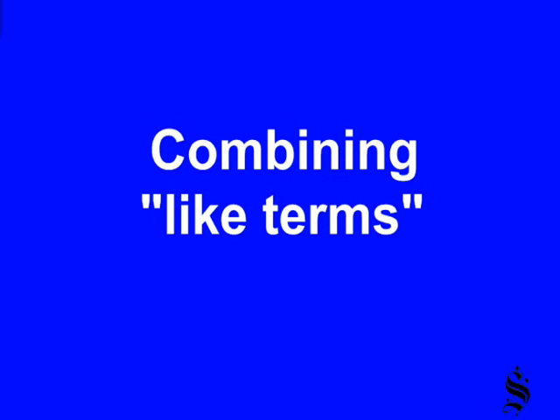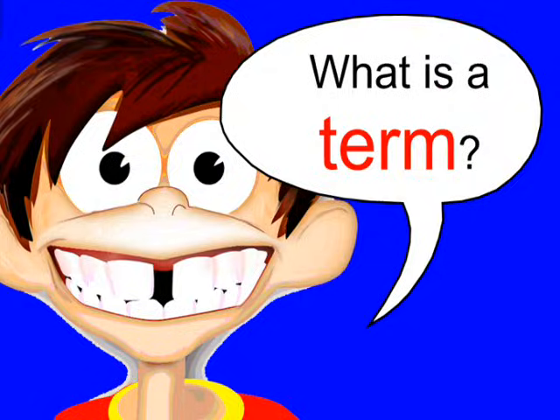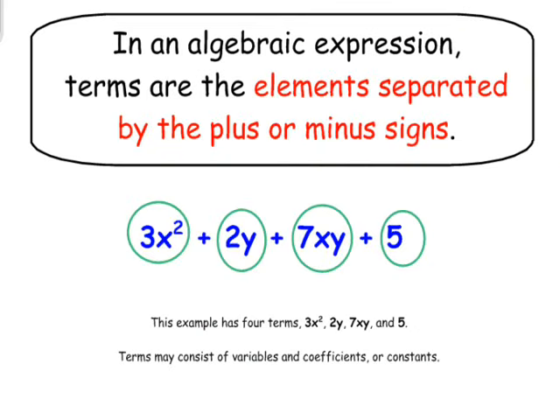Combining like terms. Well, what is a term? Well, in algebra, a term is an element that is separated by plus or minus signs. And terms can be a combination of letters, variables, and coefficients. So in this example on this page, we have 4 different terms that are separated by, in this example, plus signs.